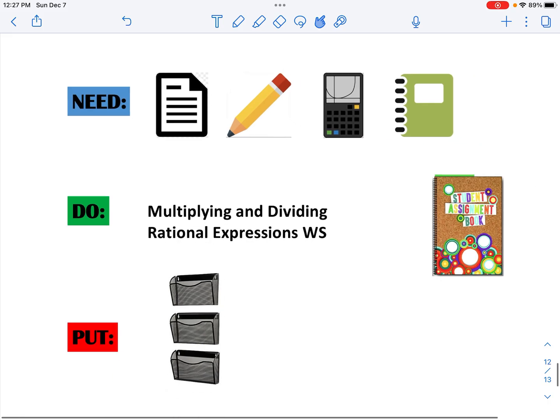So that is how you multiply and divide rational expressions. Hope that made sense. Go ahead and give this assignment a try.